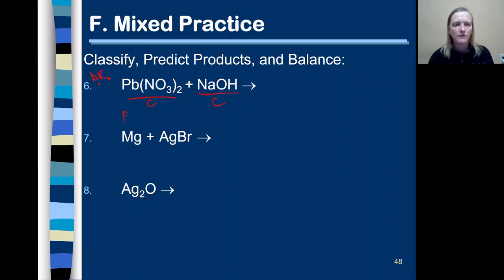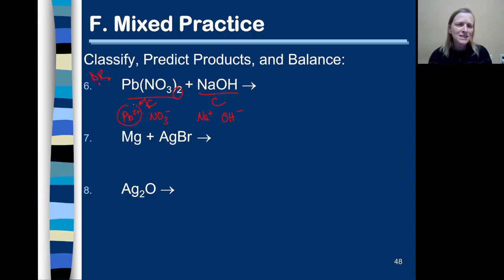So let's do that. I have lead ions, and lead can have an ion charge of +2 or +4. But I know that nitrate ions have a charge of -1. And if I have two nitrate ions, each with a charge of -1, my lead must have had a charge of +2 in order to balance out that ion charge. So in solution, this substance splits into its ions: lead with a charge of +2, nitrate with a charge of -1. Sodium ions always have a charge of +1, and hydroxide, that polyatomic ion, has a charge of -1.